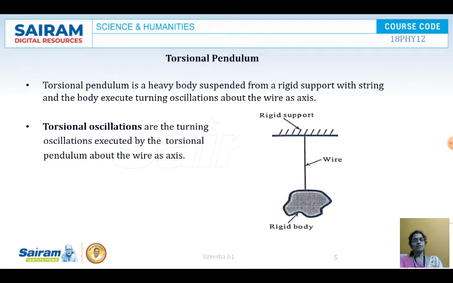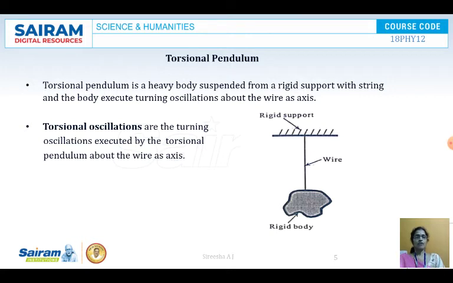So what is the difference between a simple pendulum and a torsional pendulum? Yes, both are fixed at one end and free at the other end. But what is the difference? See here, in the torsional pendulum, you give a twist to a rigid body which is free and supported here. In a simple pendulum, we give just horizontal oscillations towards left and right. Here in a torsional pendulum, it is a heavy body suspended from a rigid support with a wire, and the body executes turning oscillations about the wire as an axis. It is a twist.